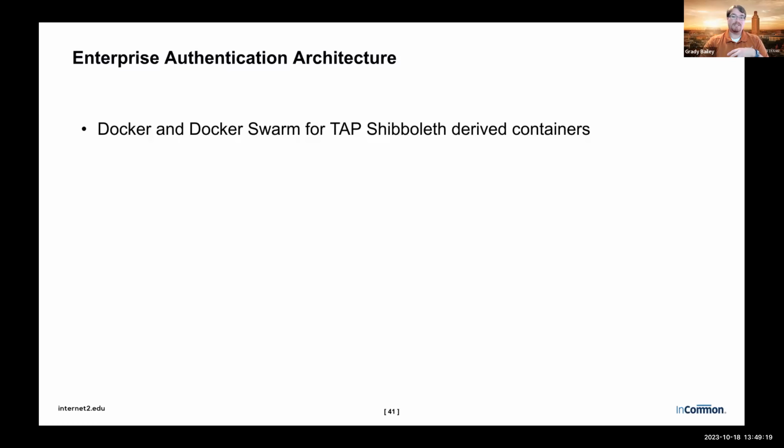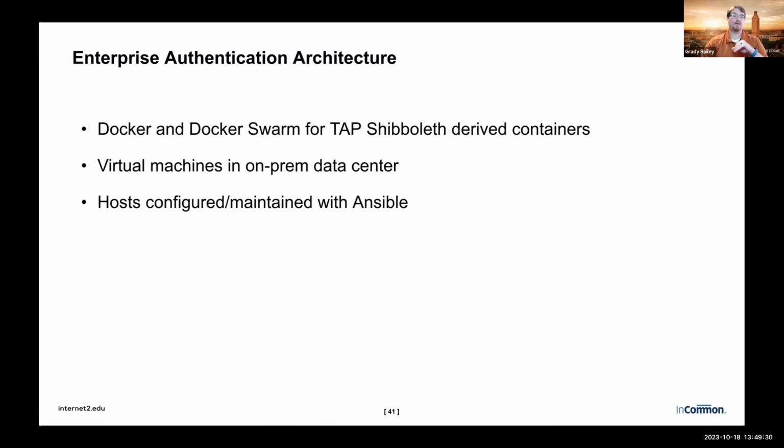I mentioned we used containers. We were using Docker and Docker Swarm from those Trusted Access Platform containers. We're running enterprise authentication primarily in virtual machines in our on-prem data center. Those virtual machines are all configured and maintained using Ansible. And we do have an AWS presence currently.